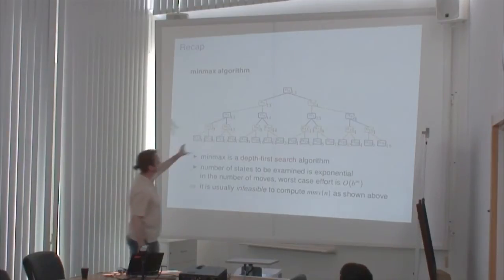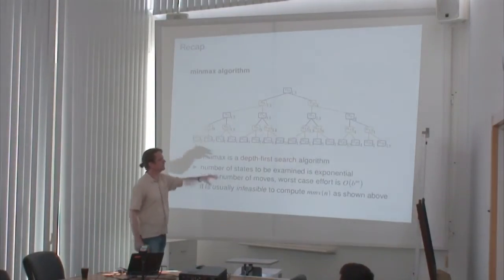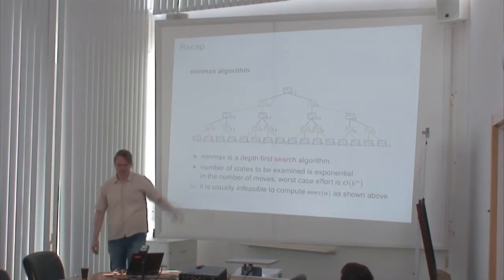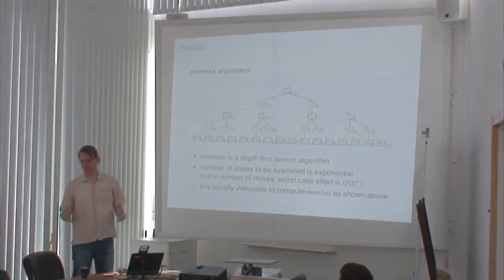We can again propagate that up one level of the tree, and then we have to go down one level of the tree. We can propagate that, go down. This is a depth-first search algorithm.